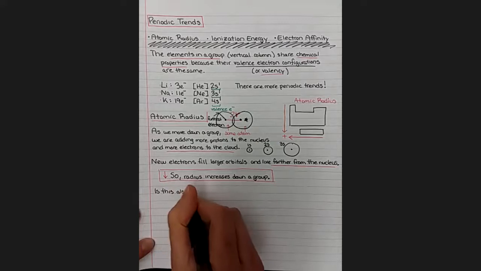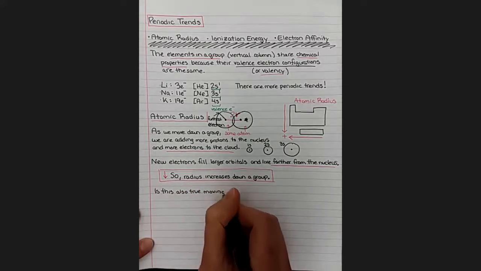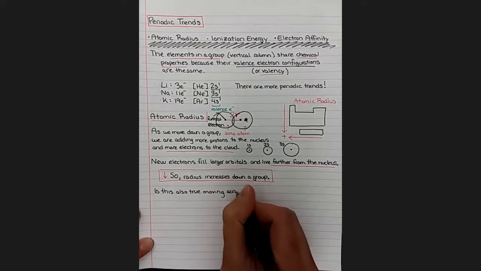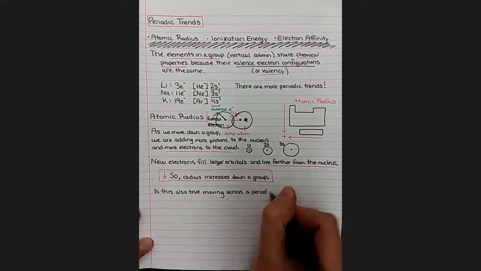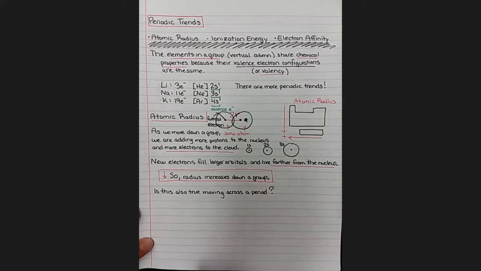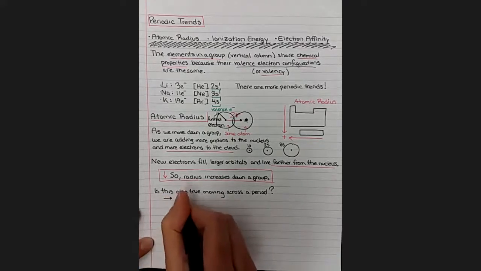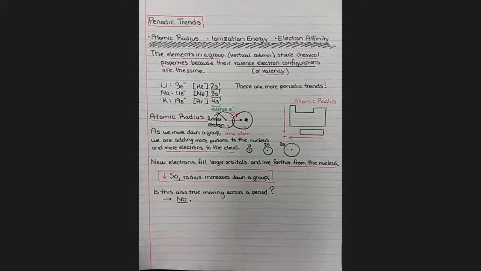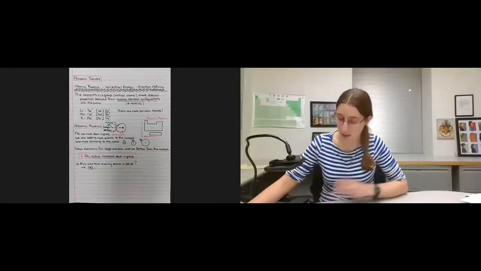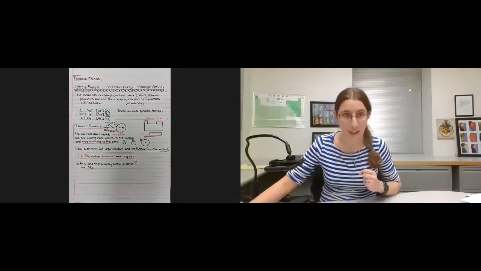So is this also true moving across a period? Because we know as we step across a period, each step involves the addition of one more proton and one more electron. So could that trend still be true? That's what we would predict. But the answer is no. That trend is not true. So in the next video, we will talk about moving across a period and how to understand that trend in atomic radius.